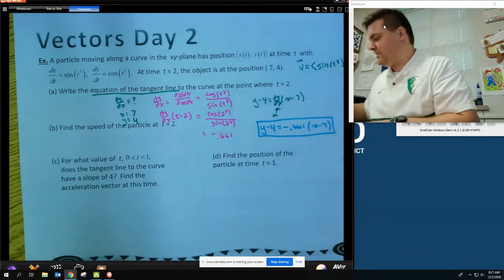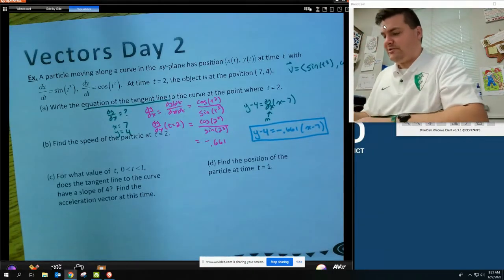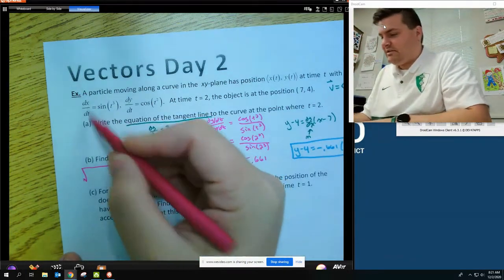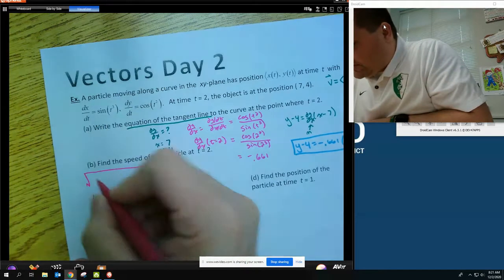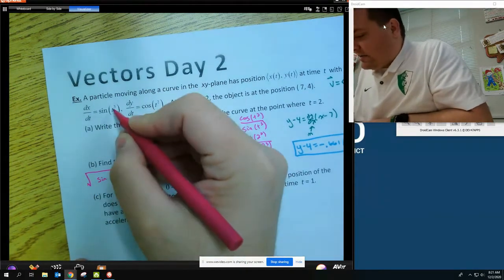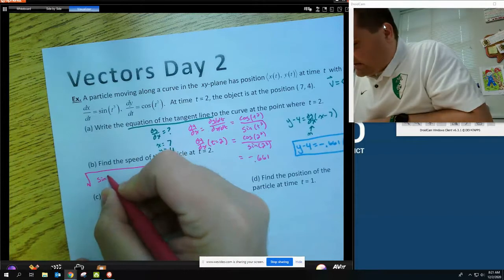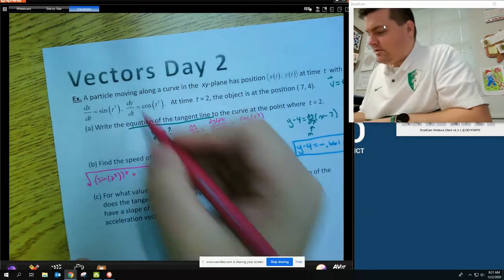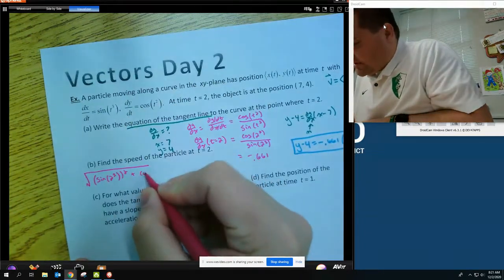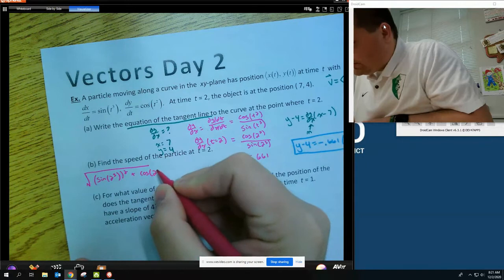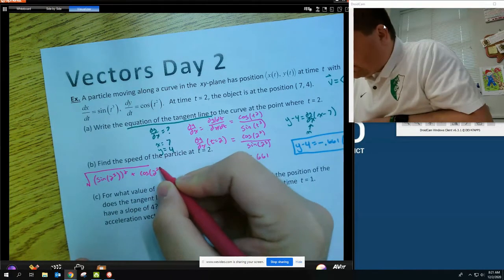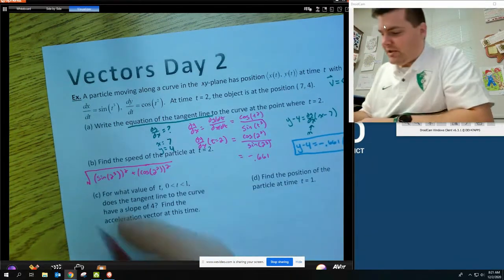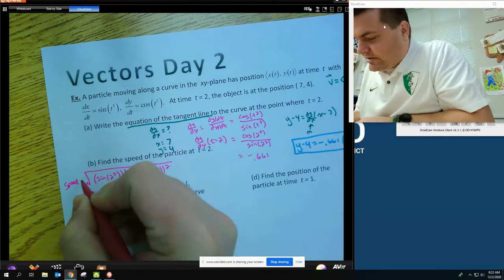So all I'm going to do here for speed is get the square root of dx dt squared, at t equals 2. So it's going to be sine of 2 cubed, and that's all going to be squared, plus dy dt squared. So it's going to be cosine of 2 squared, and then that's all going to be squared. So this is what speed is going to equal. Okay, so this is speed.